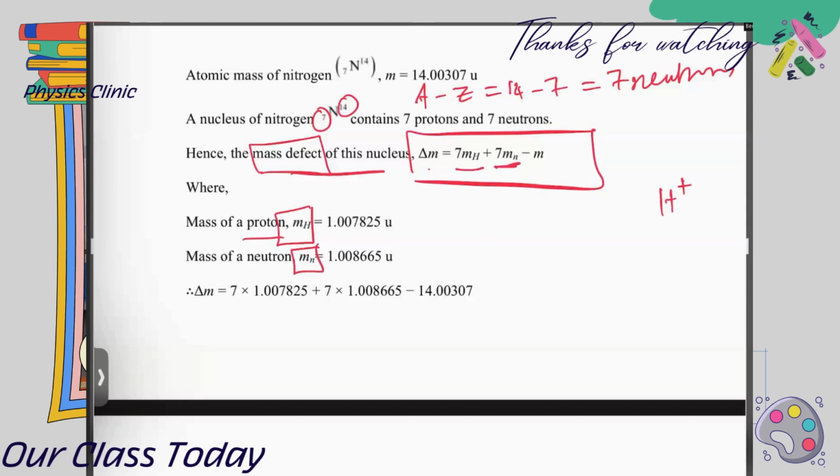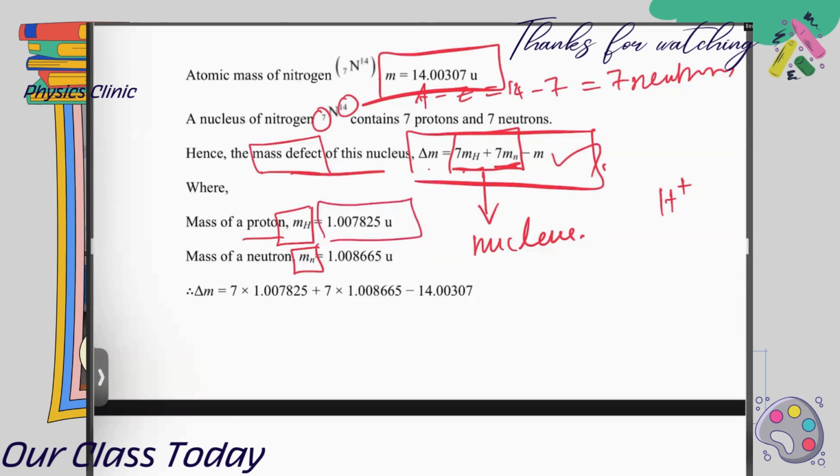So what is the mass defect? This is in atomic mass units. You are going to subtract. This is the total mass taken for the nucleus, the mass of the whole nucleus, that is 7 neutrons and 7 protons. So 7 into the mass of a proton, this is the mass of a proton, and this is the atomic mass unit of a neutron.